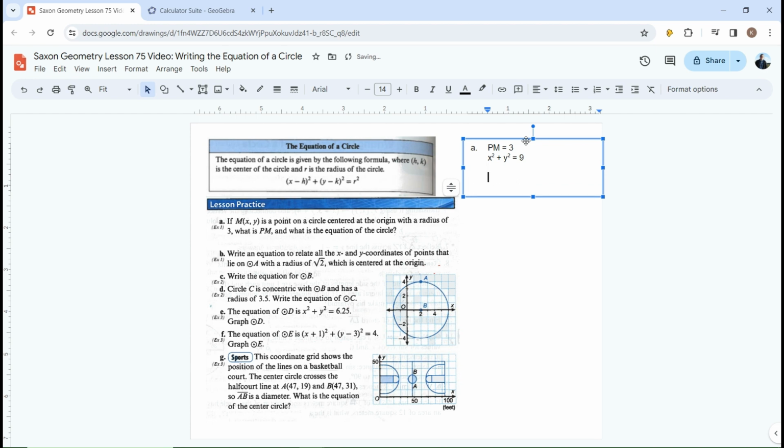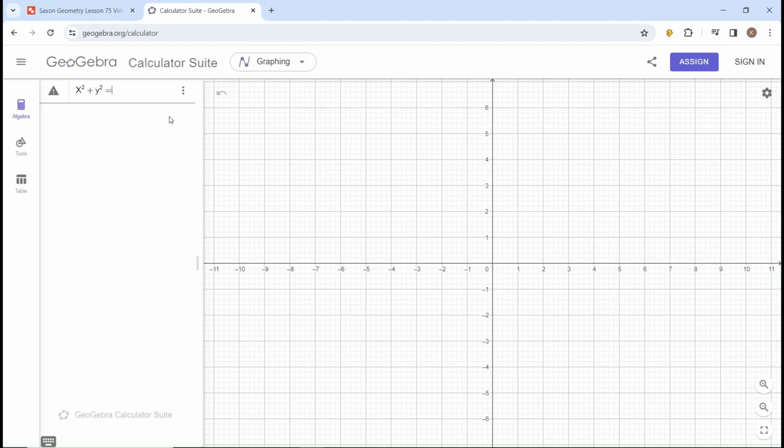Let's do letter B. In letter B, we need to write an equation to relate all the x and y coordinates of points that lie on circle A with a radius of the square root of 2, which is centered at the origin. Okay, so this is just going to be an equation for a circle. X squared plus y squared, okay, just like before. Now equals, here we have to be a little bit careful, but not really if you think this through. The radius is the square root of 2. I need to square that. So it's going to equal 2.